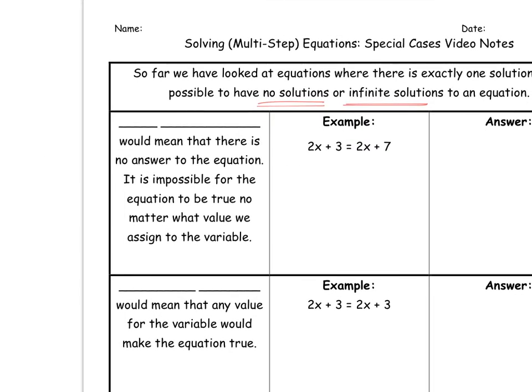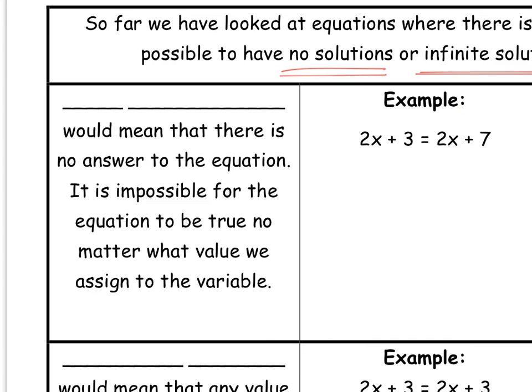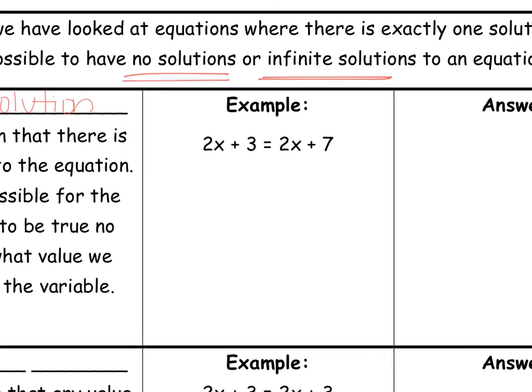So the first example we're going to take a look at is no solution. That means that there is no value for the variable that will work in the equation. It's impossible for the equation to be true no matter what value we assign to the variable. So we're going to look at this equation right here.